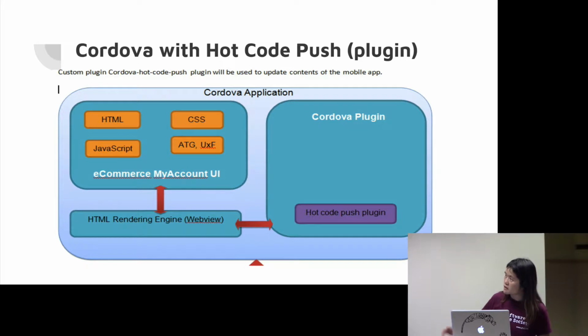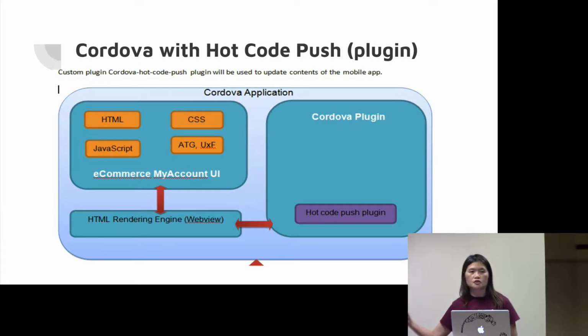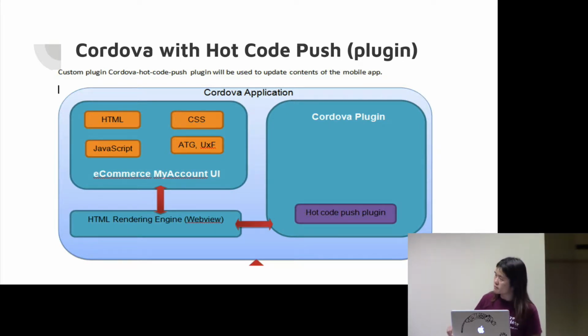I also wanted to bring up Cordova. That's how we have a hot code push functionality that essentially allows the app to be updated without you noticing it. As soon as you log on, the hot code push plugin checks to see if there are any updates to the content or the assets. Then it will push any changes to your devices. That's what it looks like.